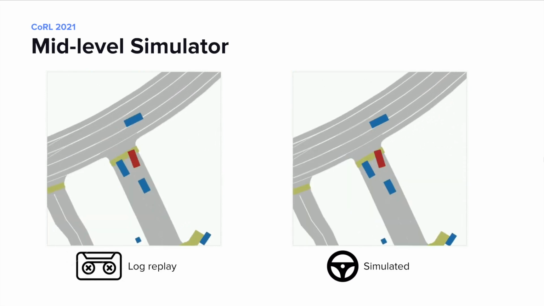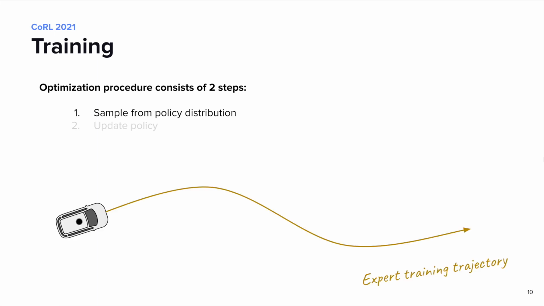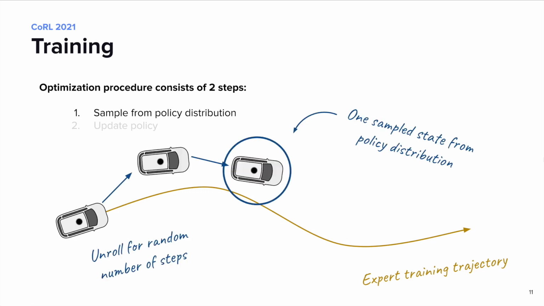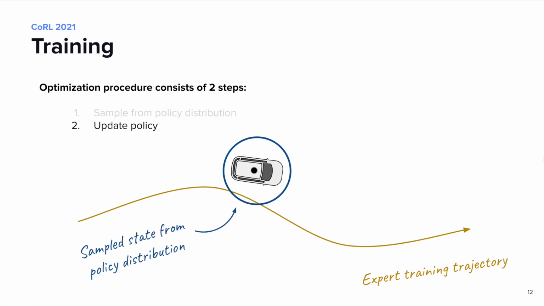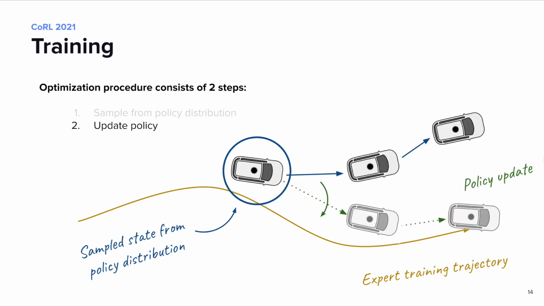For training our network, we employ two steps: sampling from a policy distribution and updating our current policy. From data, we obtain expert samples, but we would like to optimize over our model distribution. Thus, from such a starting point, we unroll for a random number of steps to approximate sampling from the policy distribution. Subsequently, we update our policy, meaning we calculate the loss and update our policy accordingly. As training on large-scale datasets is key for making the method perform well, we use an optimized version of policy training that takes advantage of the differentiability of the simulator. This allows us to scale to very large datasets.